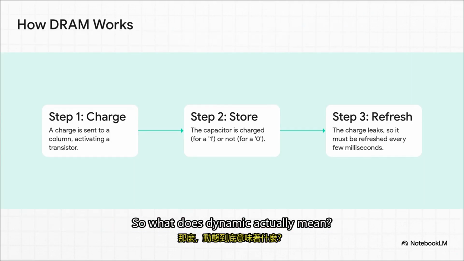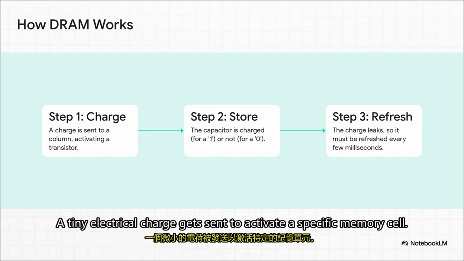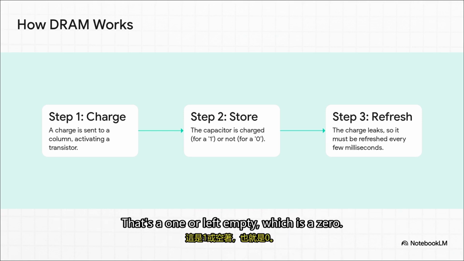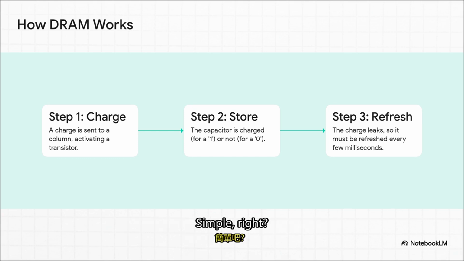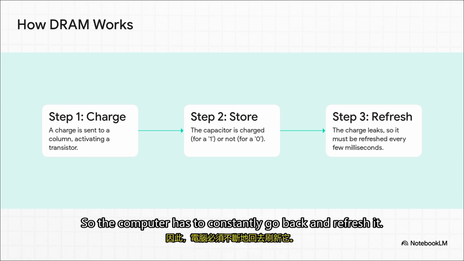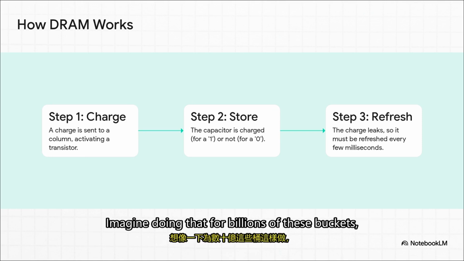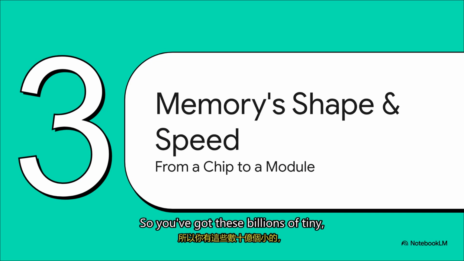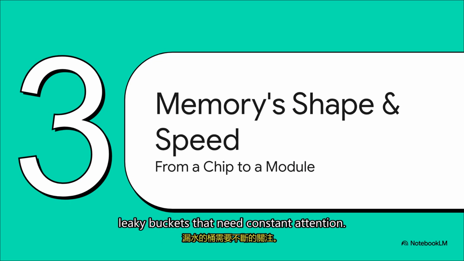So what does dynamic actually mean? Well, it's a constant active process. A tiny electrical charge gets sent to activate a specific memory cell. Then, a little component called a capacitor gets filled with a charge, that's a 1, or left empty, which is a 0. Simple, right? But here's the catch. That little capacitor, it leaks. Like a tiny bucket with a hole in it. The charge drains away in just milliseconds, so the computer has to constantly go back and refresh it. Imagine doing that for billions of these buckets, thousands of times per second. That's DRAM. So you've got these billions of tiny, leaky buckets that need constant attention.